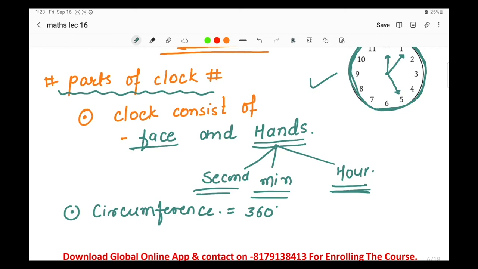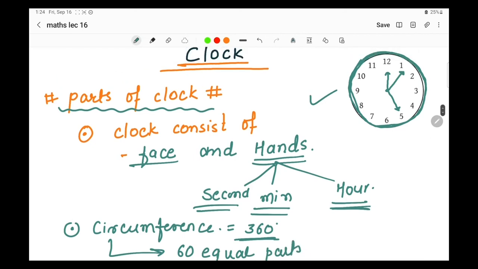Now, how have we divided the circumference of the watch? This 360 degrees, the circumference of the watch, has been divided into 60 equal parts. If we look carefully, we can find that in the watch there are 60 equal parts. Between 12 and 1 we find 1 minute, 2 minutes, 3 minutes, 4 and 5 minutes. So there are 5 parts between 12 and 1.